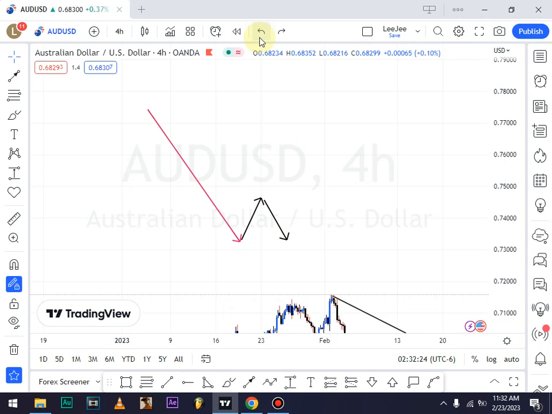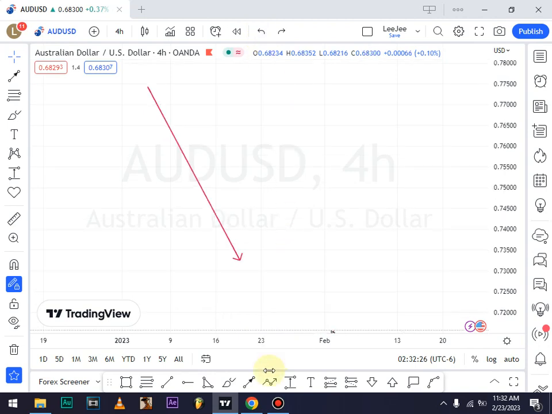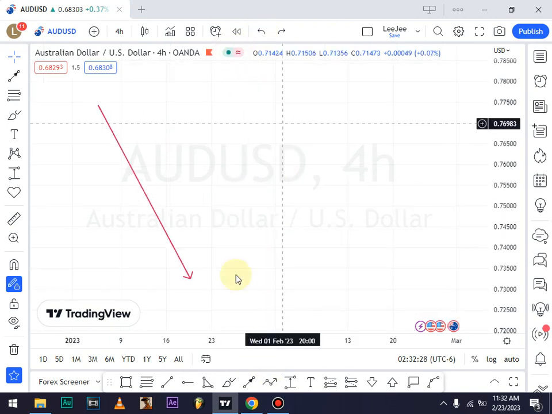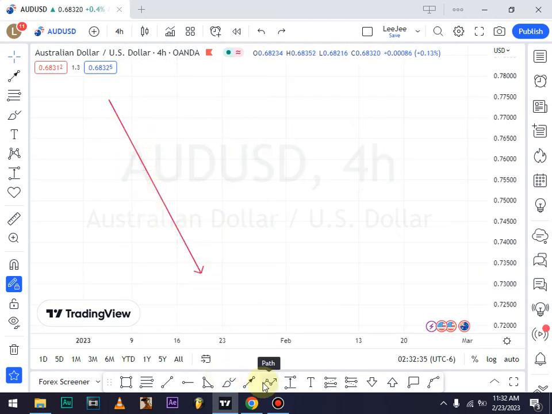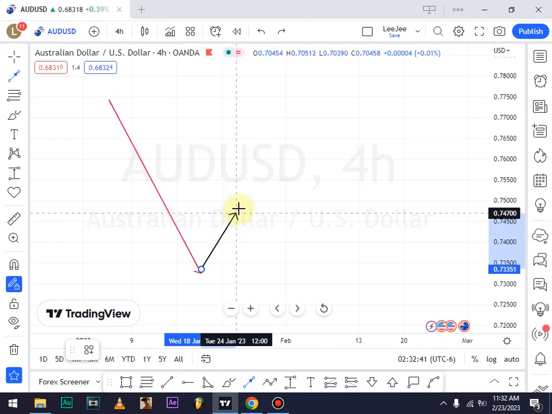Let me draw that once again. So let's say price was trending down like this. Now we want to identify this first low when the price bounces back for the first time. So this is what I'm talking about. The price will go up.